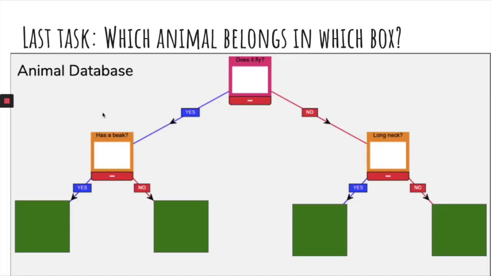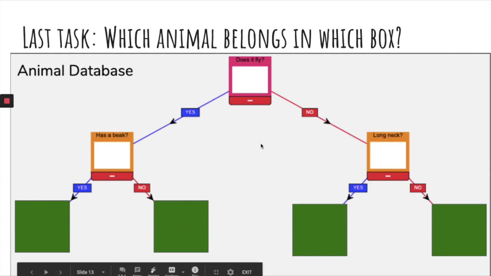The next one, does it have a beak? And mums and dads, the reason that it's written like that is because otherwise it doesn't fit into the box. So, does it fly? Yes. Does it have a beak? Yes, it does. No, it doesn't.